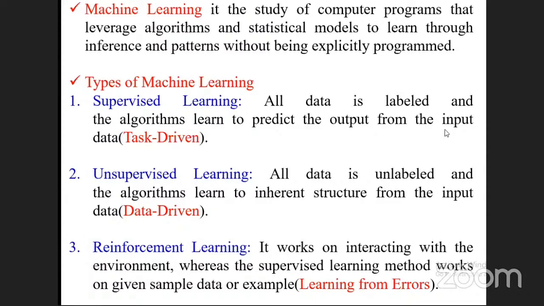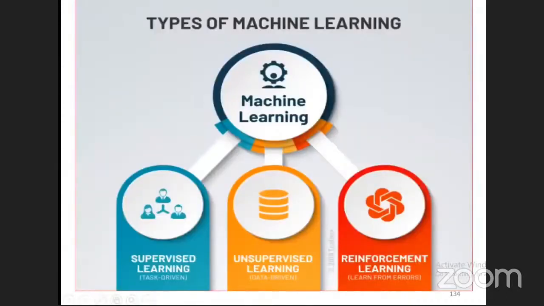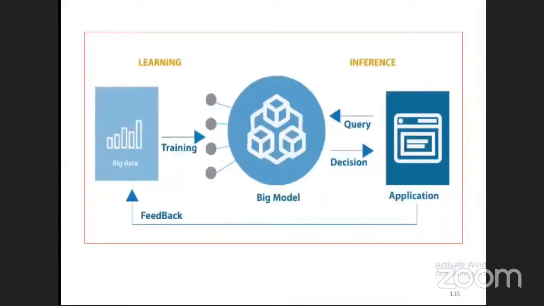Reinforcement learning is nothing but based on punishment and reward we are solving. That is called learning from errors. It works on interacting with the environment, whereas supervised learning methods work on given sample data experimentation. Types of machine learning, just now I have explained: supervised learning, task driven; unsupervised learning, data-driven; reinforcement learning, learning from the errors.